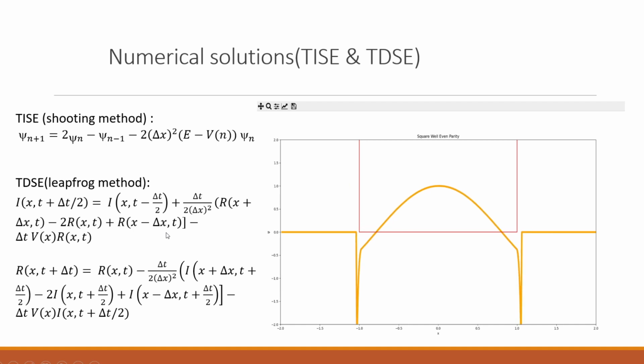So how do we use TDSE and TISE in Julia? We know the Schrodinger equation has an analytical solution. So for numerical solutions, the Schrodinger equation can be written as differential equations, like the shooting method and leapfrog method, and it can be used in a programming language. Then I can use Julia to draw the figure like this, which is the same as the previous one I showed in TISE.